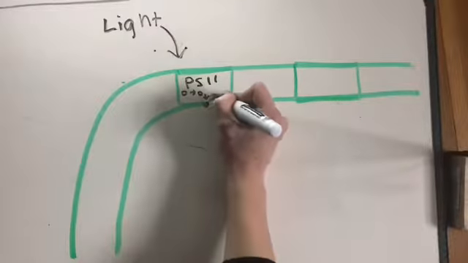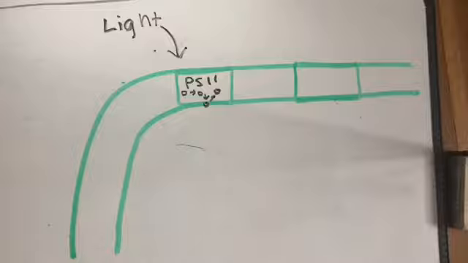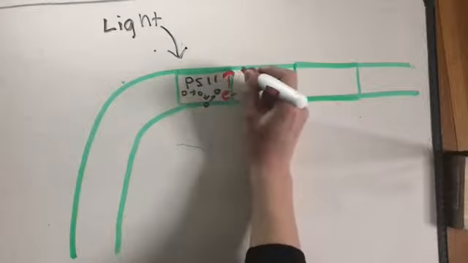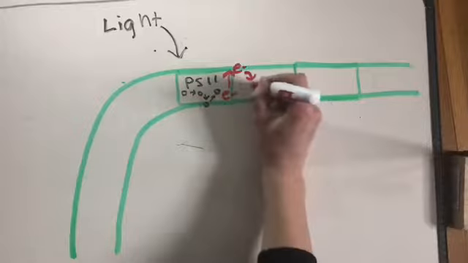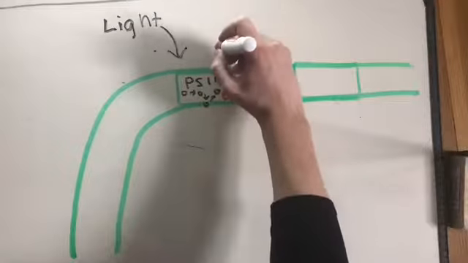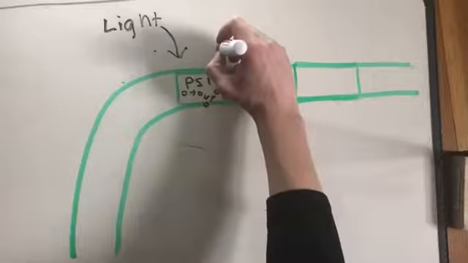Next, the electron is passed down by an electron transport chain, losing energy as it goes down. The energy that is lost is used to pump hydrogen ions from the stroma, which is the interior fluid of a chloroplast, into the thylakoid membrane.